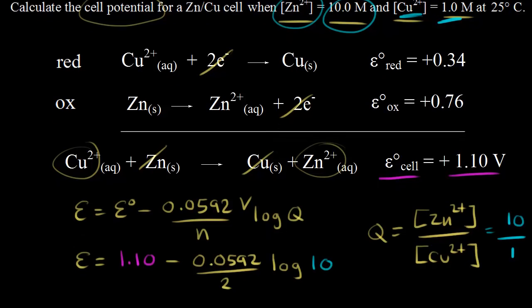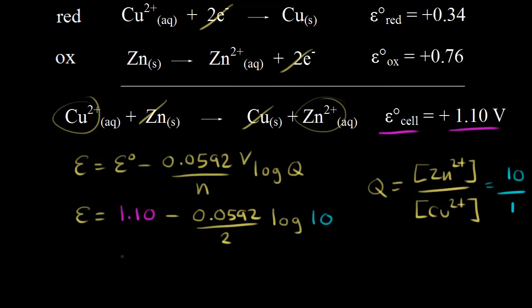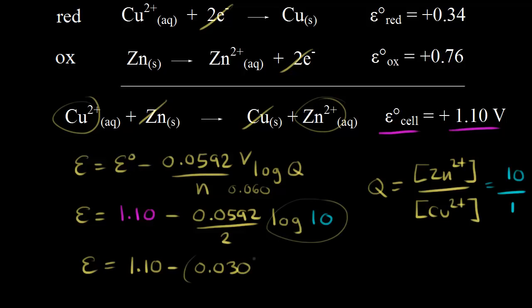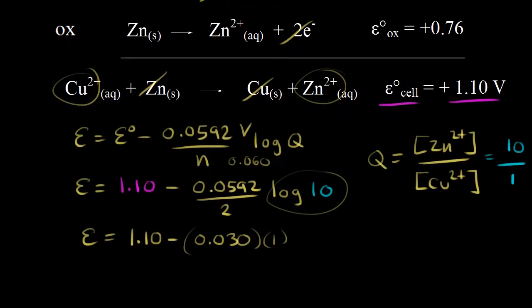So now let's find the cell potential. So the cell potential is E. So E is equal to 1.10 minus... You can actually do all of this in your head. So 0.0592, let's say that's 0.060. So this is 0.060 divided by 2, which is 0.030. Log of 10 is just equal to 1. So this is 0.030 times 1. So 1.10 minus 0.030 is equal to 1.07.